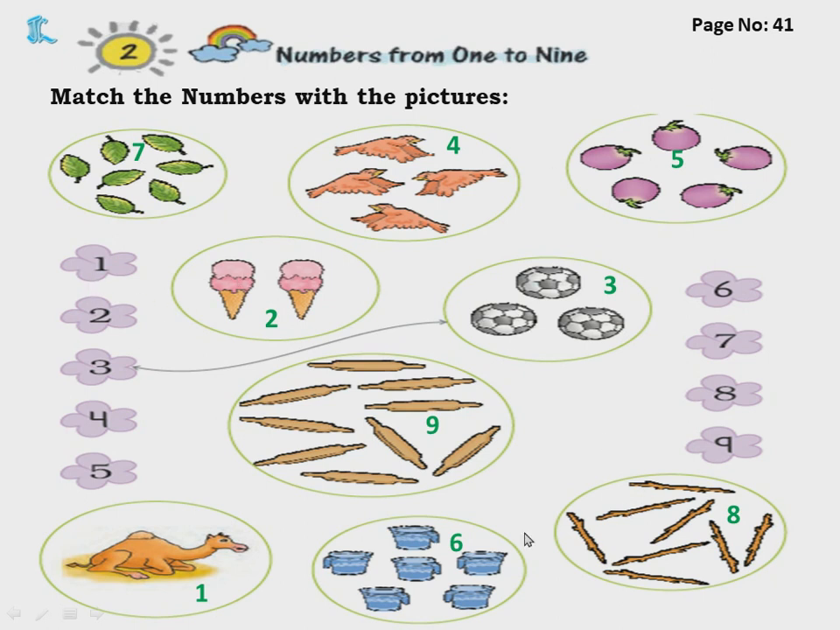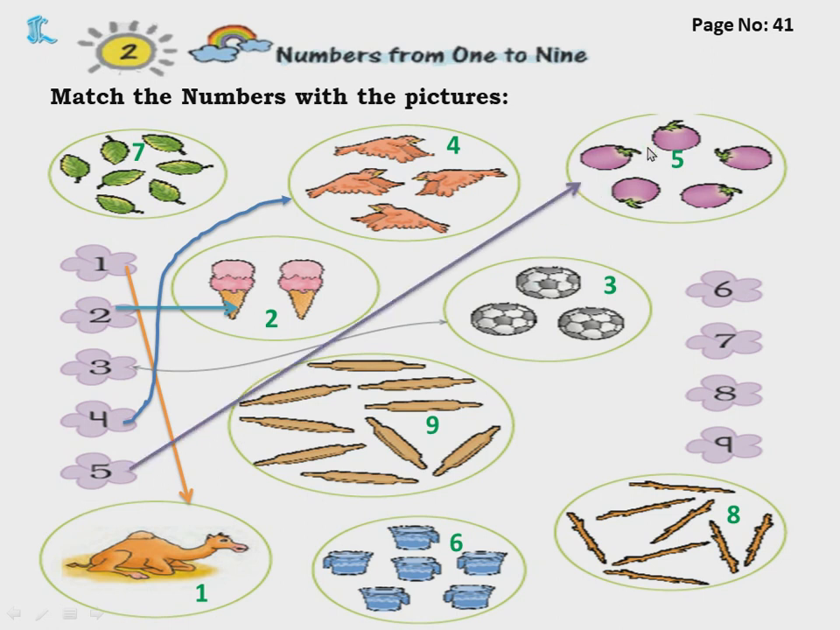Where is 1 object? The picture with only 1 object. Here camel. So from there we will match to camel. Next 2. It's nearby. See 2 ice cream. So we'll match. 3 has already been done for you. Next 4. See where? Here 4 birds. Next 5. Some fruit or something is here. So 5. Next 6. Where is 6? 6 mugs.